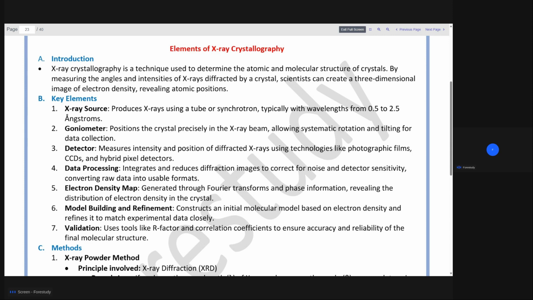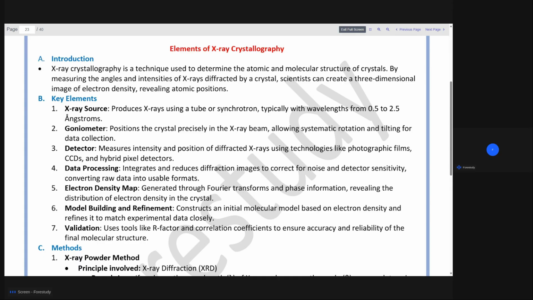Now, the key elements. The key elements are the X-ray source, which produces X-rays using a tube or synchrotron, typically with wavelength from 0.5 to 2.5 angstrom. There will be a number of terms which are not geological but physics related or technical terms, like goniometer, then there is synchrotron. These are actually instrument names.